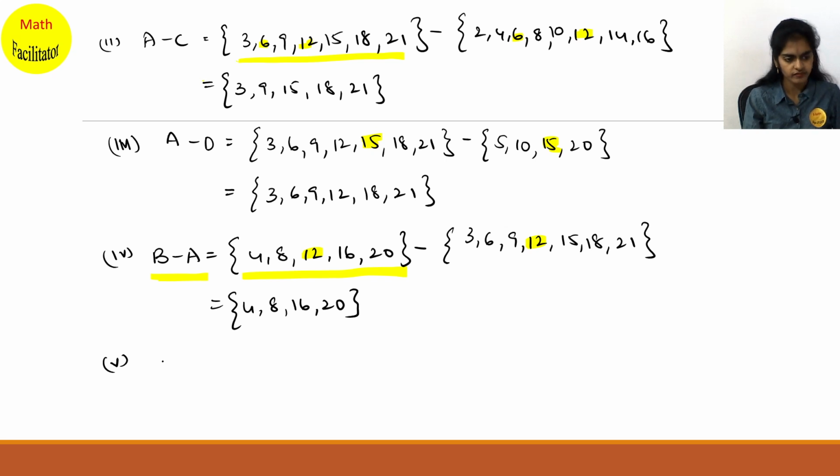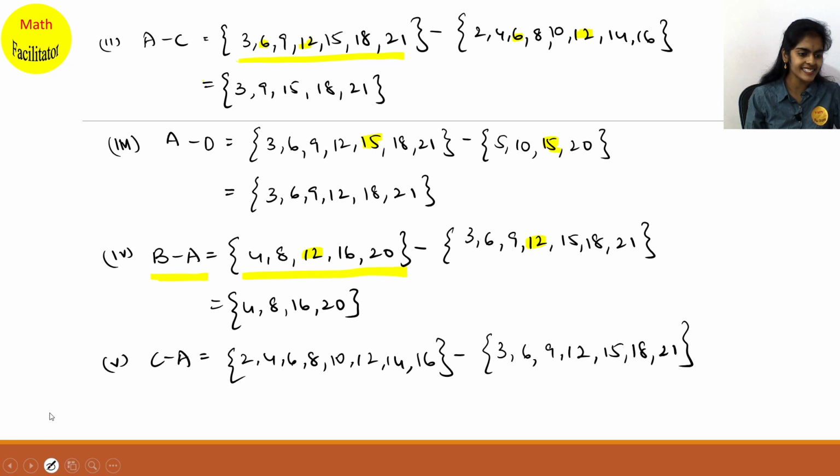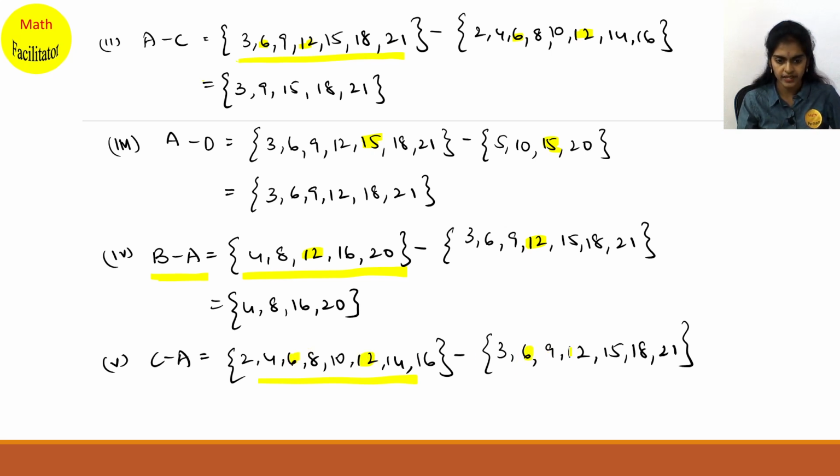Next, fifth bit, C minus A. C is nothing but 2, 4, 6, 8, 10, 12, 14, 16, minus A, which is 3, 6, 9, 12, 15, 18, 21. So C minus A means I should consider this set C, and from this set C, I will see if there are any common elements. 6 is common, 12 is common. We are removing these. Only 6 and 12 are common. So, removing these elements, what is the final answer I'll get? I will write the set 2, 4, 8, 10, 14, 16.